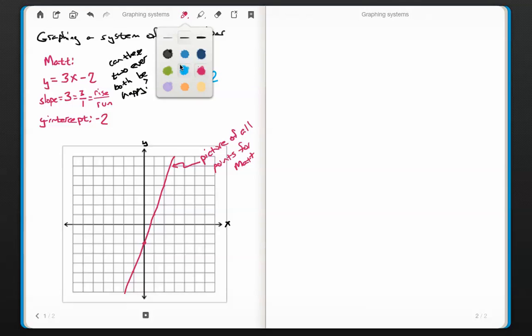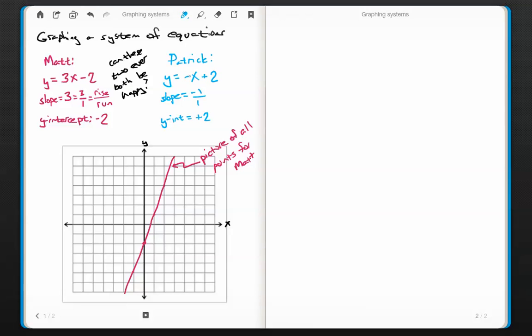All right, now in blue, we can do the same thing here. This time the slope is a little more subtle. The slope here equals -1, which is the same as -1 over 1, and that also equals the rise over run. And the y-intercept equals +2 for this one.